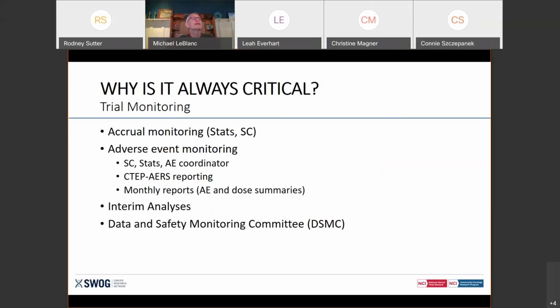But it's not just essential at the end of the study. We can't all just take a break and worry about this at the end of the study. We're looking at the data all the time. So there's accrual monitoring by the statisticians and the study chairs. There's adverse event monitoring by the statisticians, the chairs, the data coordinators. There's AE monitoring. There's monthly reports. We're doing interim analyses. There's the data and safety monitoring committee. So it's not just in 3 years we need the data right. We need the data in a timely way. Next slide.